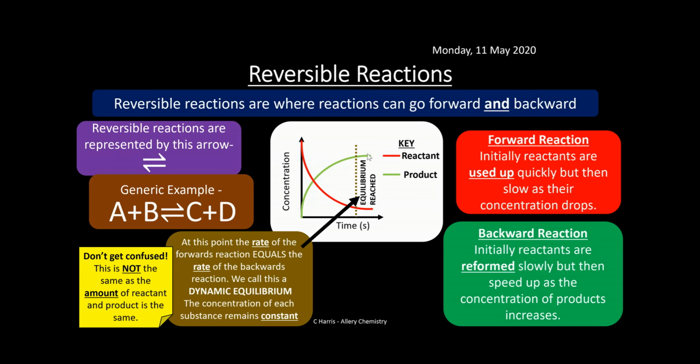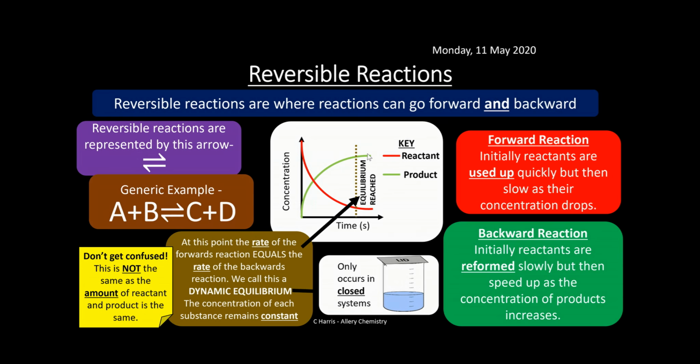Now we can't get this confused, because this is not the same as the amount of reactant and product. It's actually the concentrations that remain constant. You might have a different amount of each reactant and product. So make sure you're using your key terminology correctly. That's vitally important.